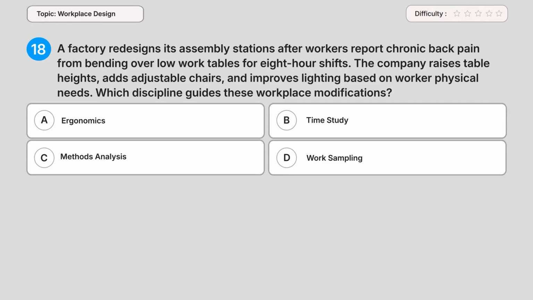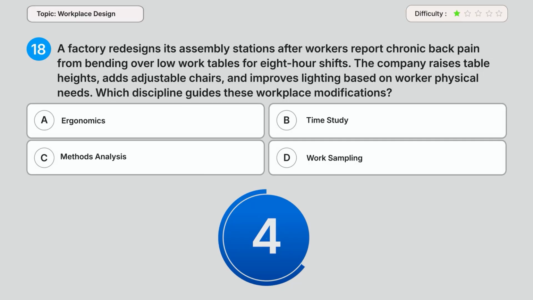18. A factory redesigns its assembly stations after workers report chronic back pain from bending over low work tables for 8-hour shifts. The company raises table heights, adds adjustable chairs, and improves lighting based on worker physical needs. Which discipline guides these workplace modifications? A. Ergonomics. B. Time study. C. Methods analysis. D. Work sampling.